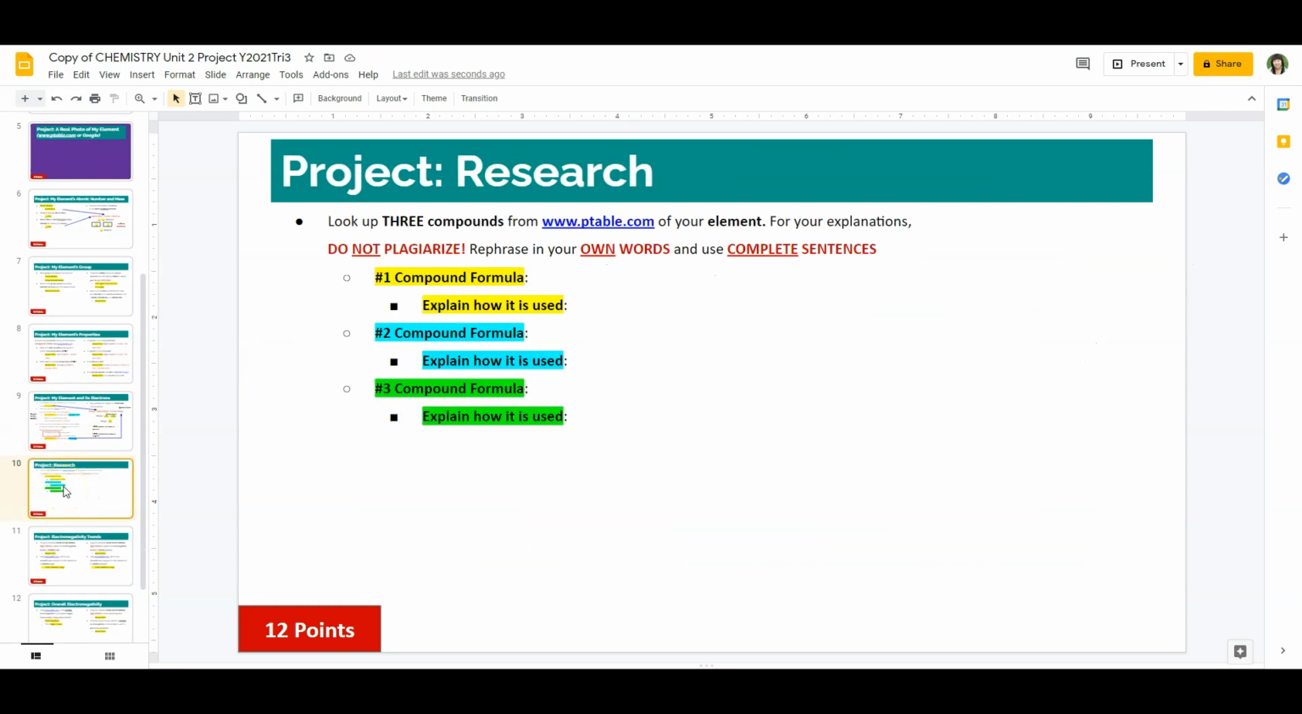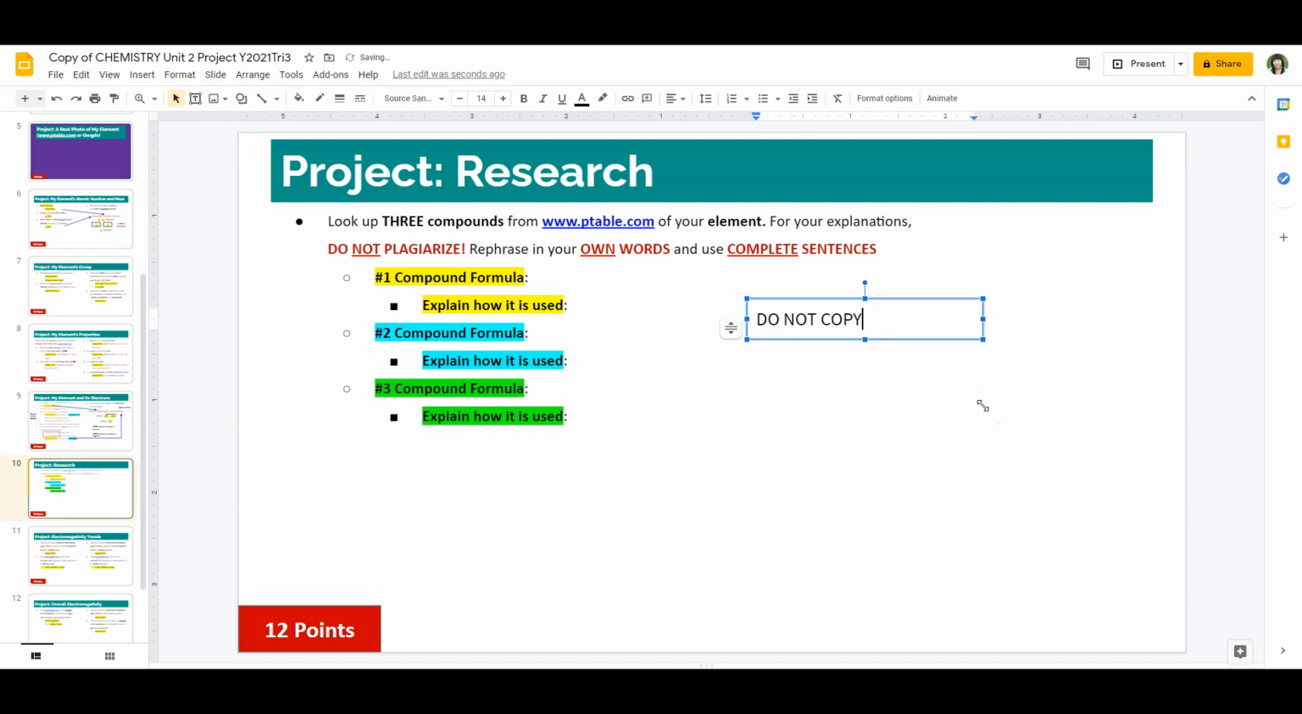Question number 10 is just a research slide. For this one, you need to look up 3 compounds from ptable.com of your element. Do not plagiarize, and then you need to explain how it's used. For your explanations, do not plagiarize. You can use that information, just rephrase it in your own words and use complete sentences. I know when you copy paste stuff, it's very obvious, so do not copy paste answers from ptable. Really important, and also do not use Google. You should only use ptable here.